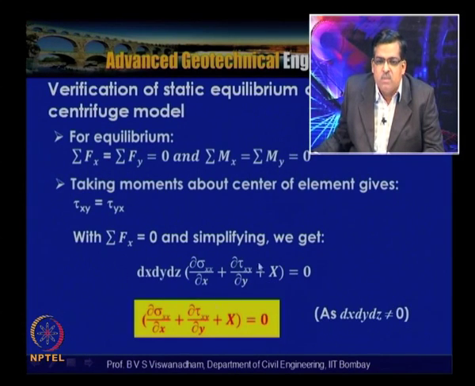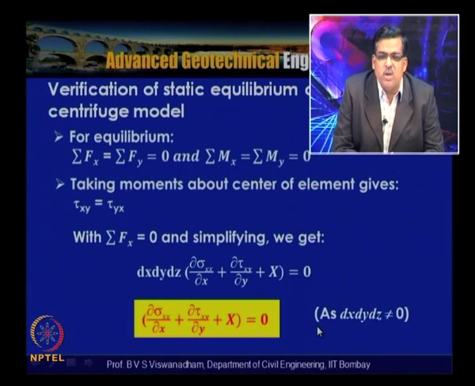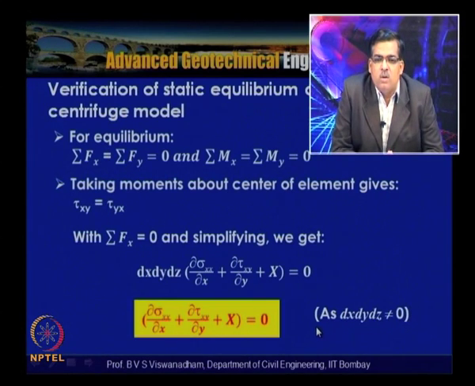So this particular expression we write as dou sigma xx by dou x plus dou tau xy by dou y plus X equal to 0, because the volume of the element dx dy dz cannot be equal to 0. So this is the equilibrium equation in the x direction, which reads dou sigma xx by dou x plus dou tau xy by dou y plus X equal to 0.